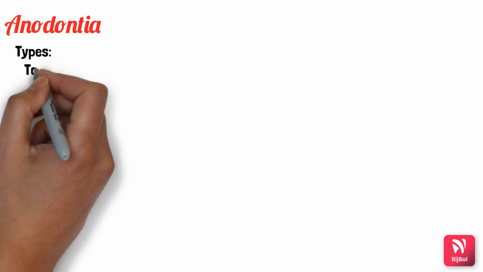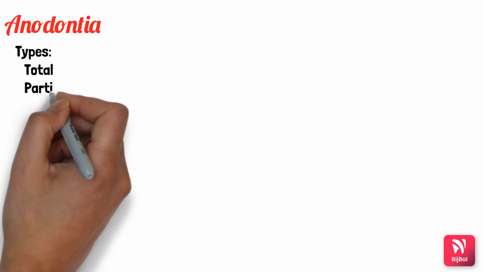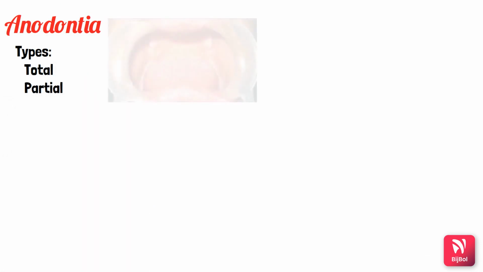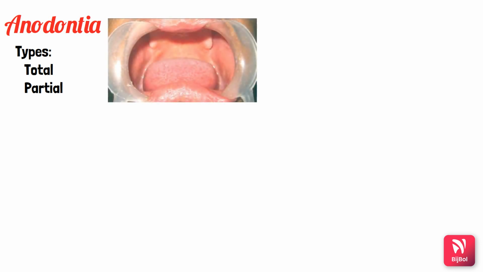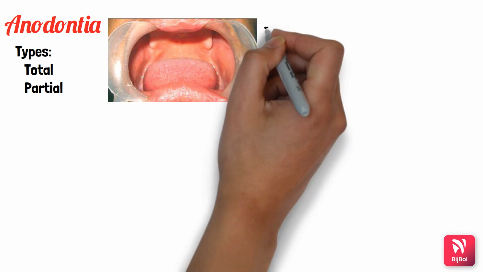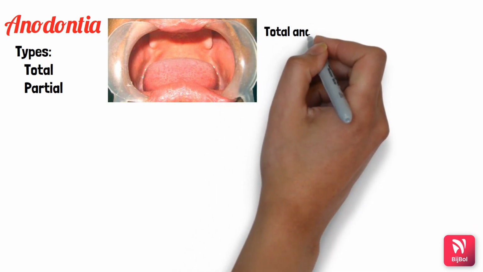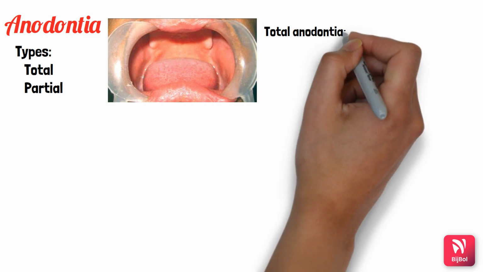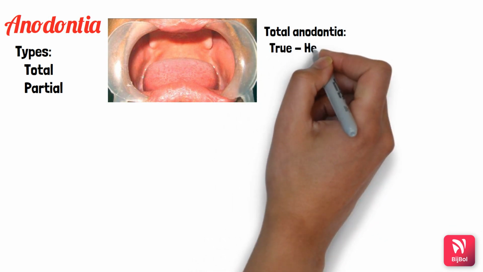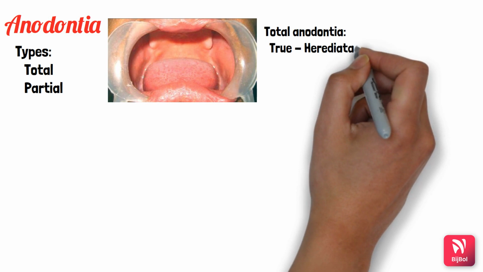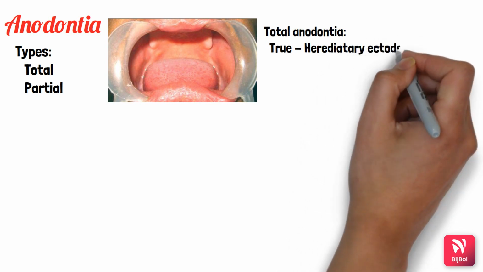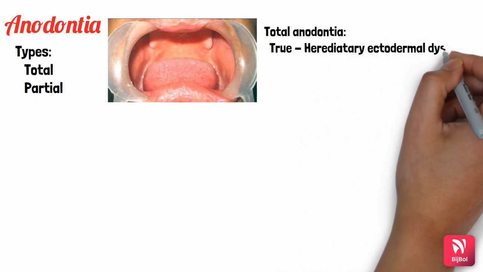Anodontia, broadly, represents congenital absence of teeth. In anodontia there are two types, total anodontia and partial. Total anodontia represents congenital absence of the teeth, as in this picture where there is complete absence of the teeth. And this total anodontia itself is of three types. First is the true total anodontia, wherein there is congenital absence of the teeth, which is seen in conditions like hereditary ectodermal dysplasia.